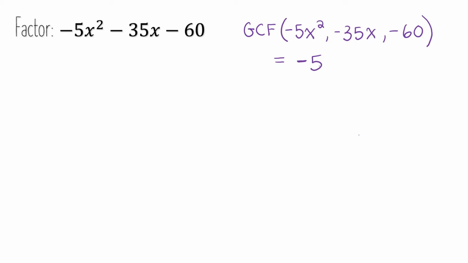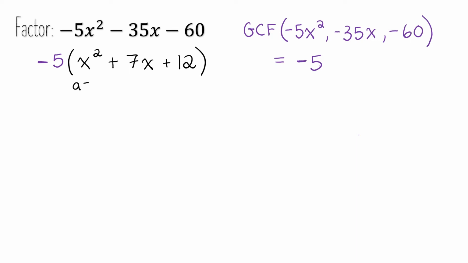So then I'll factor out that negative 5. So I have negative 5 times, well, negative 5x squared divided by negative 5 is x squared. Negative 35x divided by negative 5 will give me a plus 7x. And then negative 60 divided by negative 5 will give me a plus 12. Once you've factored out the greatest common factor, we can then factor normally, generally using the grouping method.